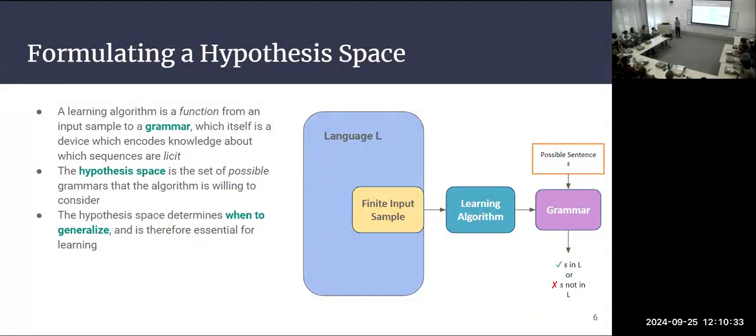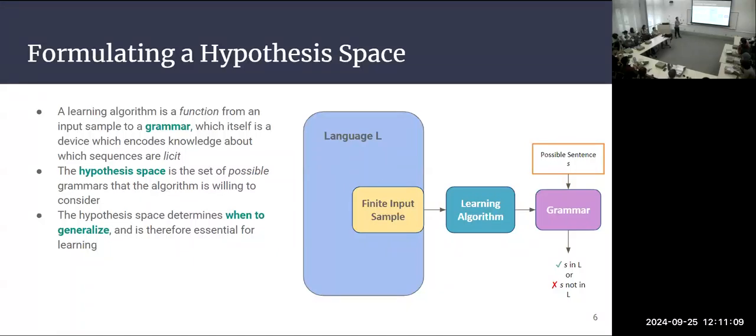And the grammar itself is basically going to be a device that takes a possible expression or sentence that might or might not be in your language and tells you whether it's in or it's out. So this is a membership problem, right? And obviously there's other things that go into our knowledge of language other than just membership. But this is a pretty fundamental one. So this is what we're focusing on here. So in a sense, we can think of a learning algorithm as being a function from the input sample to the grammar. And then the grammar itself is a function which solves this decision problem.